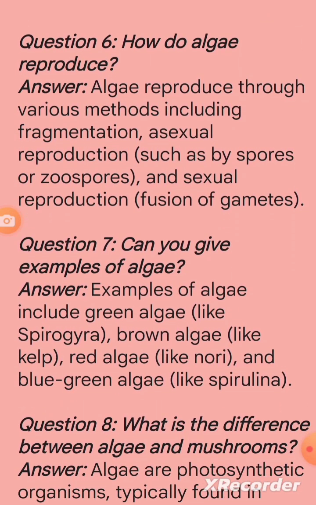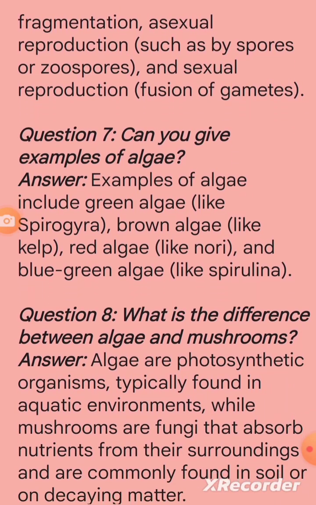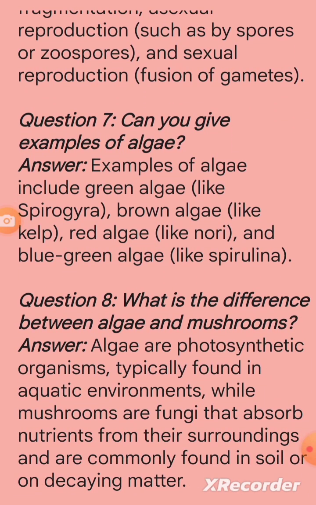Answer. Examples of algae include green algae, like Spirogyra, brown algae, like kelp, red algae, like nori, and blue-green algae, like spirulina. Question 8. What is the difference between algae and mushrooms?